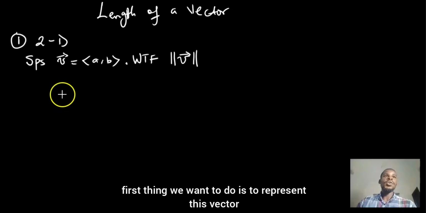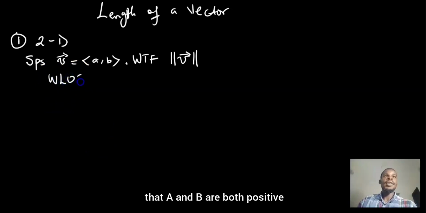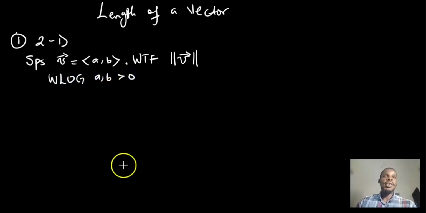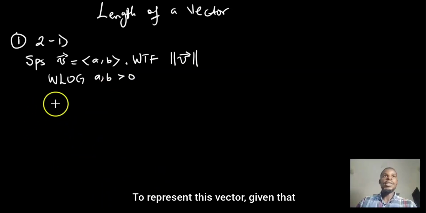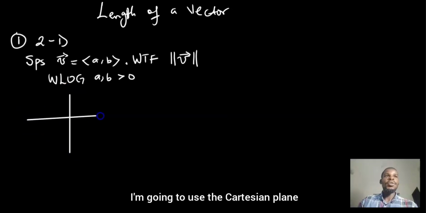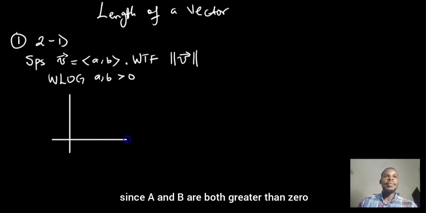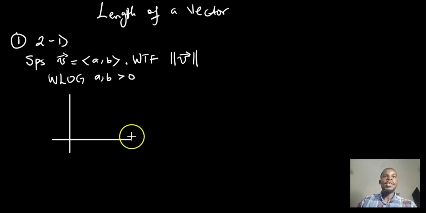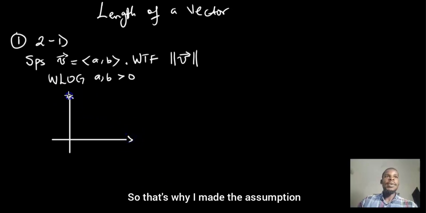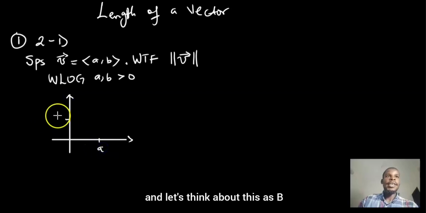First, we want to represent this vector. I'm going to assume, without loss of generality, that A and B are both positive. Given that it has only 2 components, I'm going to use the Cartesian plane. Since A and B are both greater than 0, that's why I made the assumption. Let's think about this point as A and this as B.